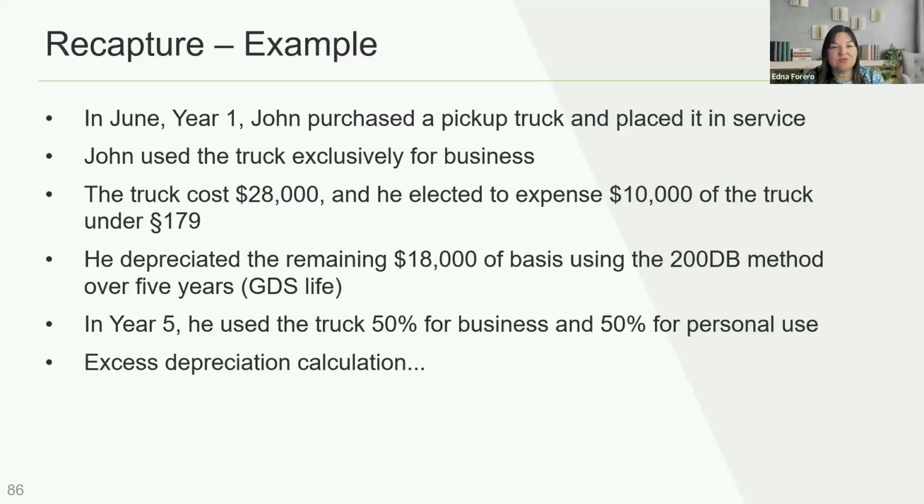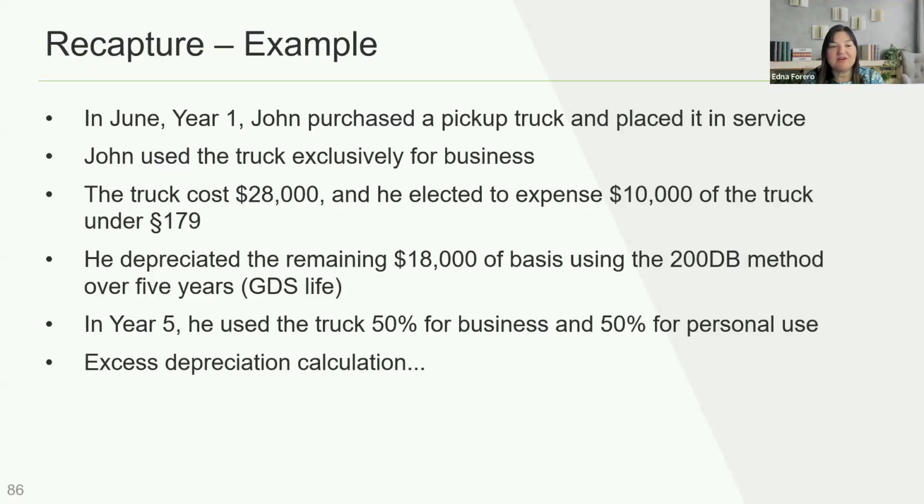In June, year 1, John purchased a pickup truck and placed it in service. He used the truck exclusively for business. The truck cost is $28,000. He elects to expense $10,000 under Section 179, which can be a great planning tool also for our clients, expensing some of the cost but not all of it. He depreciated the remaining $18,000 of cost or basis using the 200 DB method over 5 years, which is the class life under the GDS.